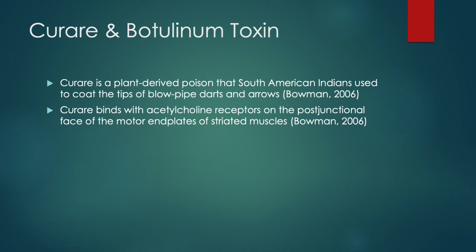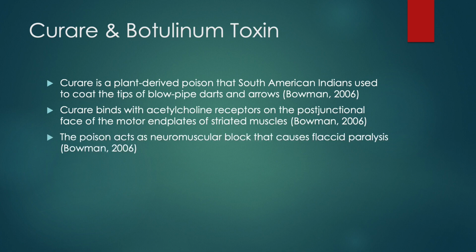but curare actually does exist, and it binds with acetylcholine receptors. It's antagonistic on the post-junctional face of the motor end plates of striated muscles. And this is going to actually cause the poison to act as a neuromuscular block that causes flaccid paralysis. And so curare is a potent poison, and causes paralysis of muscle.